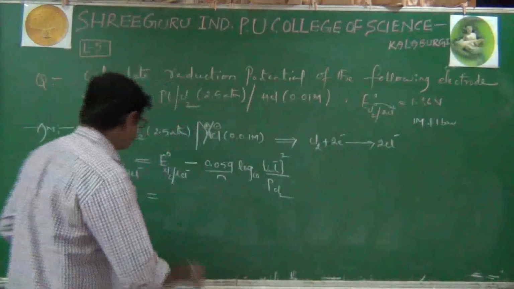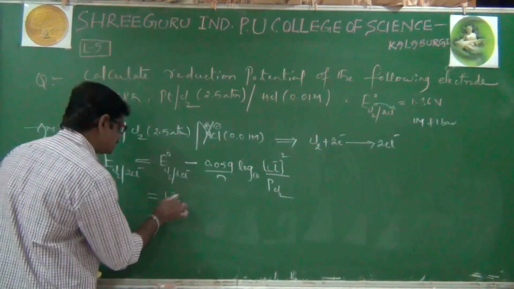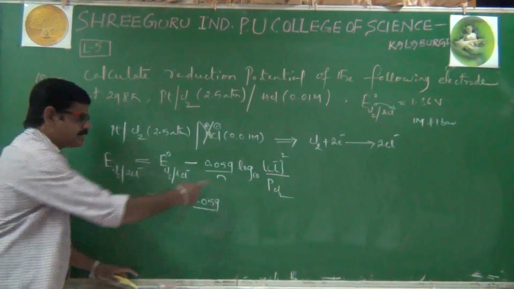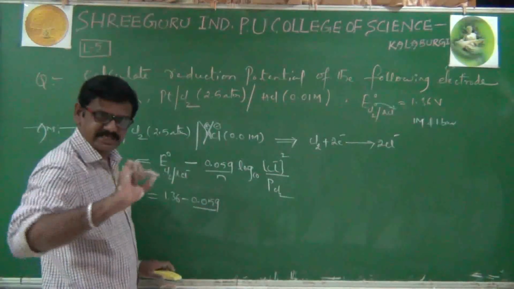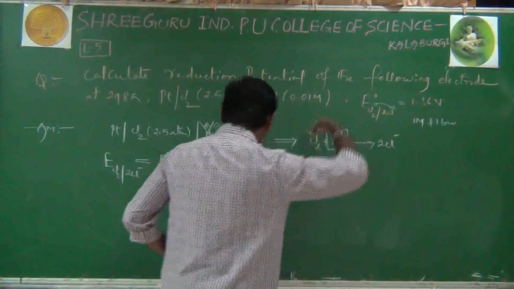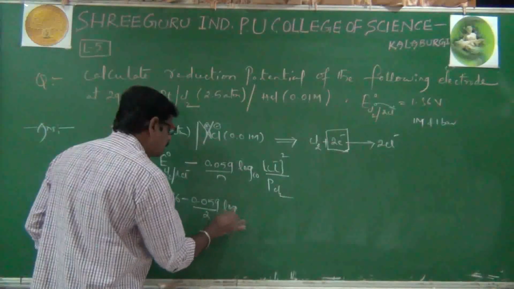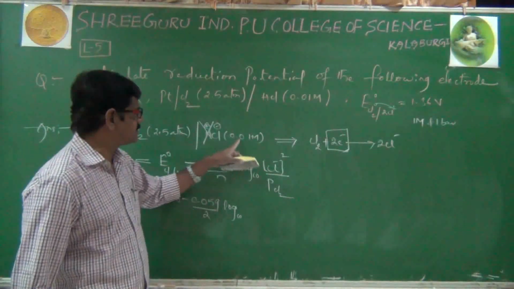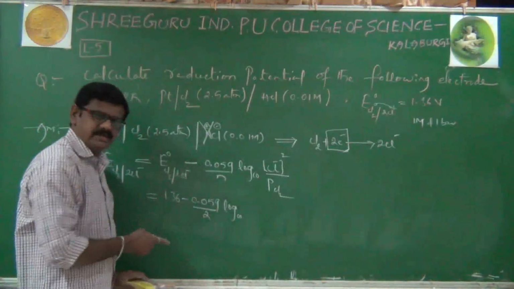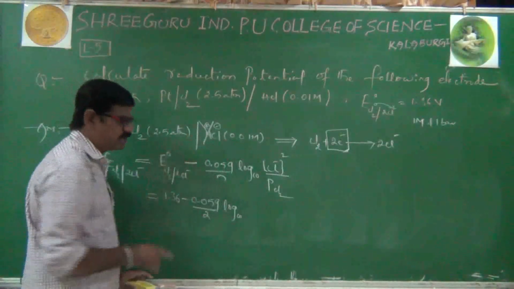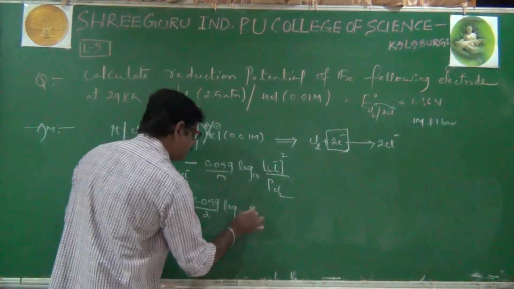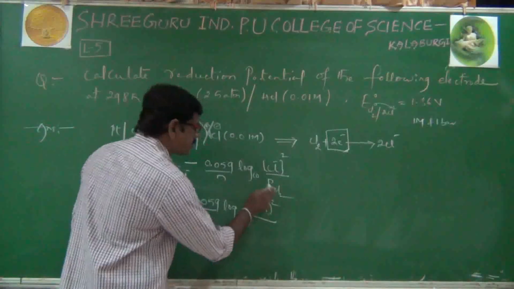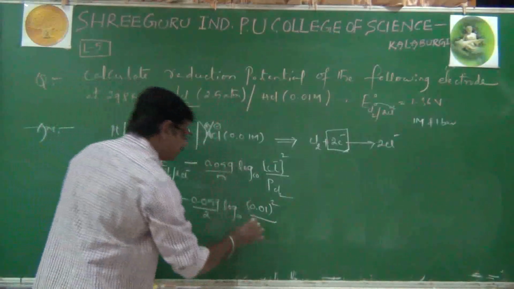E naught value given in the question, we'll just copy as it is, 1.36 minus 0.059 divided by n, nothing but number of electrons transferred in the process. How many electrons are involved in the process? Just 2 electrons only. 2 log base 10. Cl minus concentration has given in the question, that is HCl concentration given. HCl is nothing but H plus concentration also same only, and Cl minus concentration also same value only, 0.01 whole square divided by partial pressure of chlorine is 2.5 atmospheres.